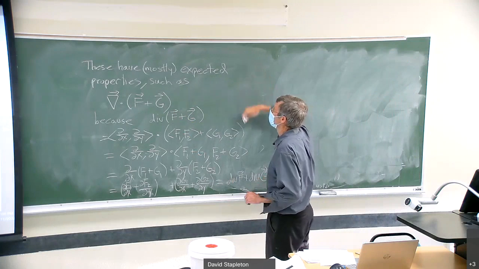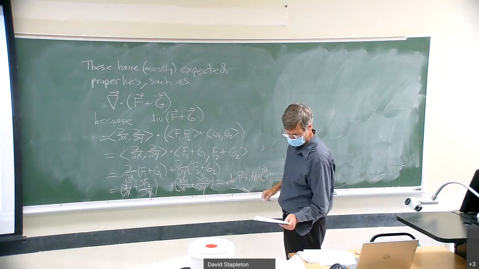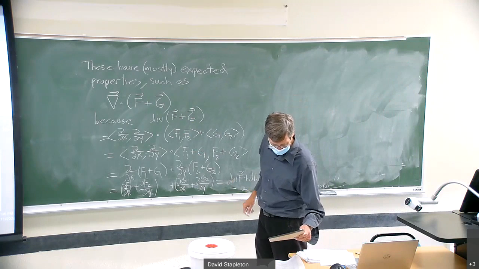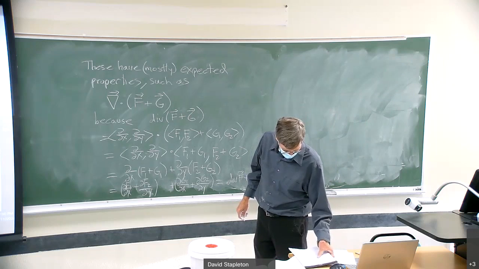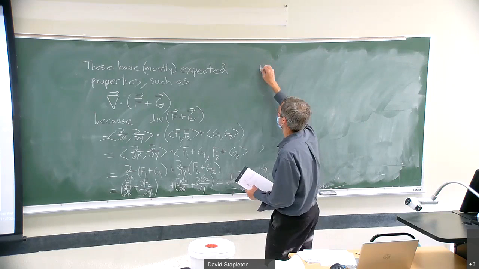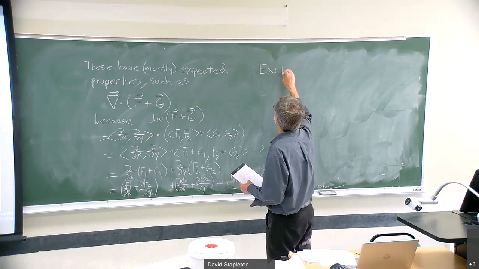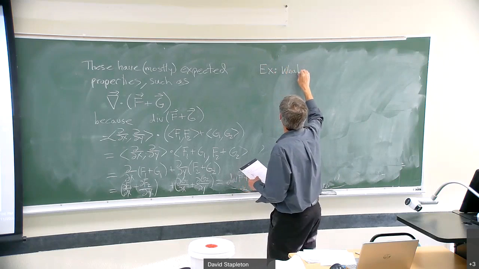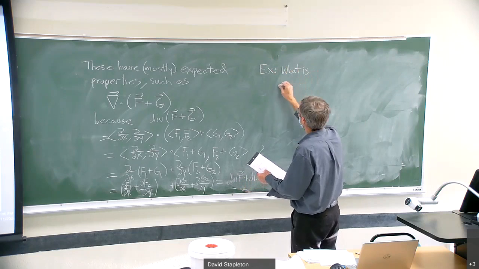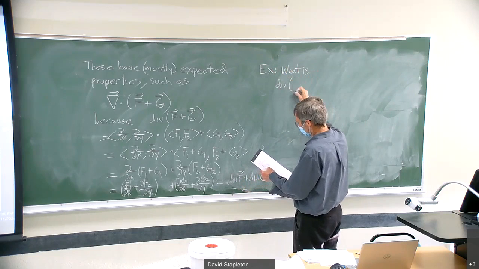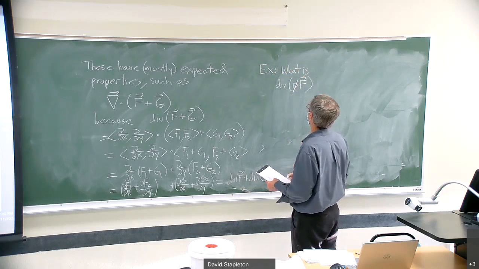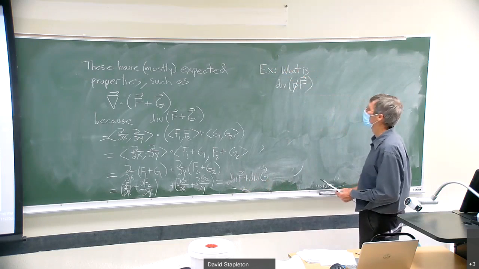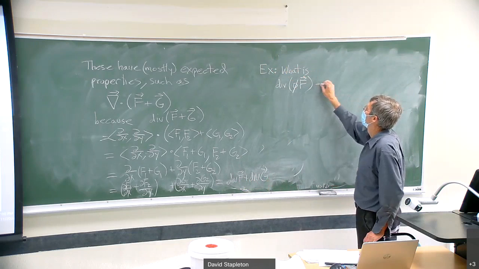Now, some of them are a little harder. Maybe I should do one more that's a little harder. What is a rule for the divergence of a scalar function phi times a vector valued function? Wonder what that is. All right, we can figure it out.